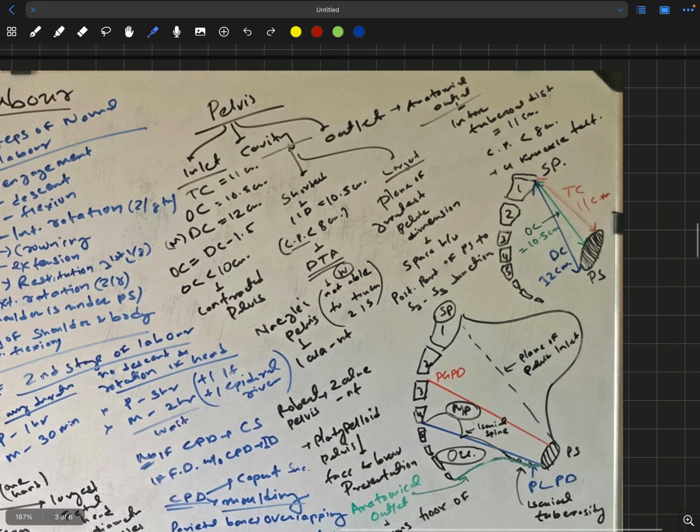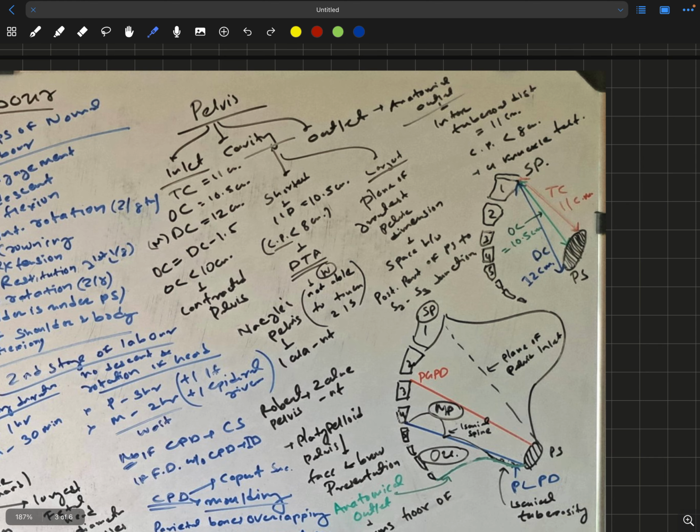After that, we have the pelvis. The pelvis has three parts: inlet, cavity, outlet. So this is the pelvic inlet, and it has diameters. The first diameter is called the true conjugate. Second is the obstetric conjugate. Third is the diagonal conjugate.